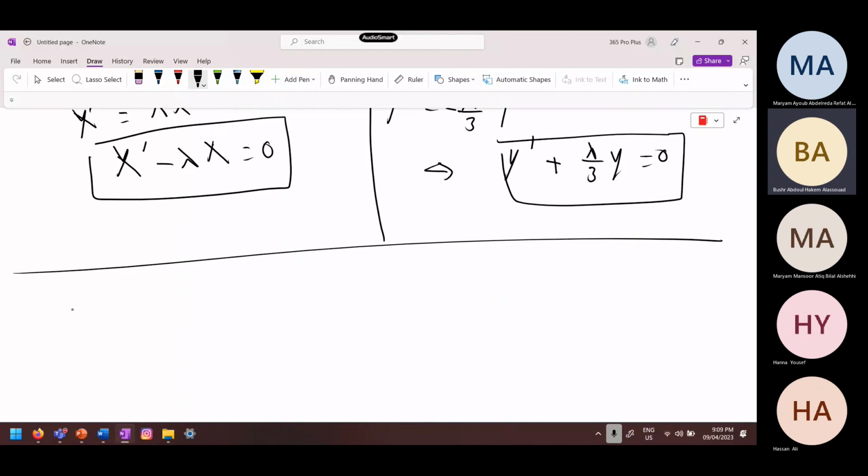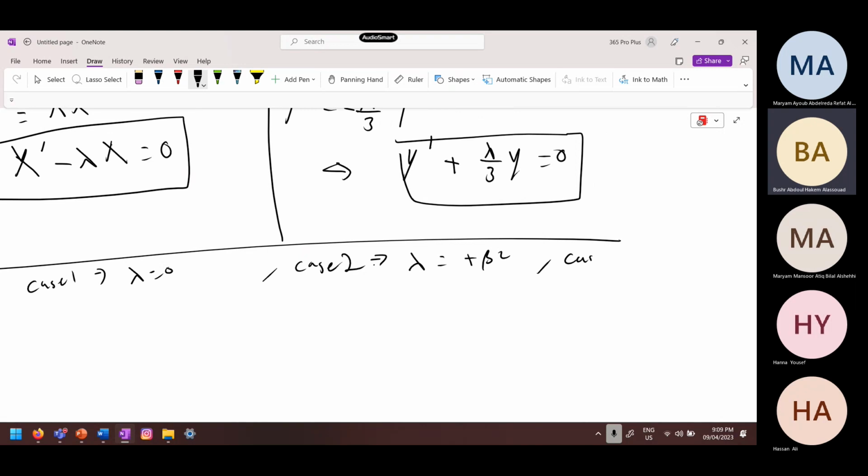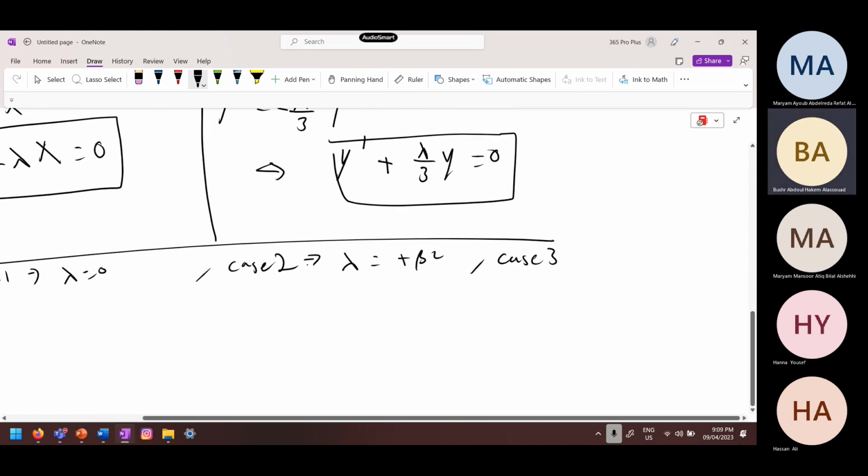Now we'll apply the three cases. Case one is lambda equal to 0. I think the doctor is using k or lambda, I'm not sure, because he solved with both ways when I was taking this course. Case two is lambda equals positive beta squared. And case three, again, beta and lambda are just constants. You can use any constant you like, for example k instead of lambda and alpha instead of beta. Case three is lambda equal to negative beta squared.